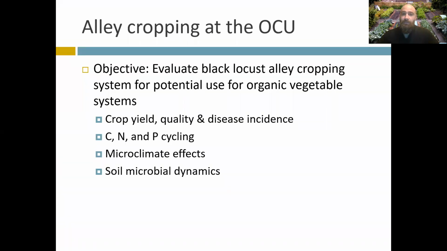And so in these slides, I just want to briefly tell you about a recent study that we have established at the Organic Crops Unit here at UT for alley cropping systems. Our overall objective is to evaluate a black locust alley cropping system for potential use in organic vegetable crop production. What we hope to evaluate are vegetable crop yield and quality and disease incidence, carbon, nitrogen, and phosphorus cycling in these systems, microclimate effects of the alley cropping system on the vegetable crop environment, and some soil microbial dynamics, especially the dynamics of some beneficial soil fungi that we are interested in.